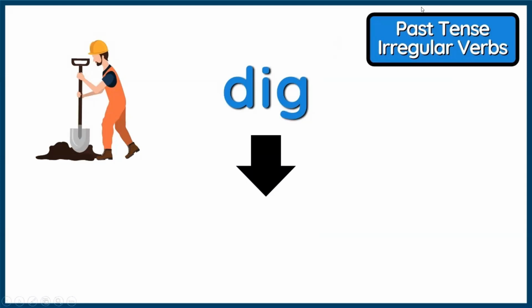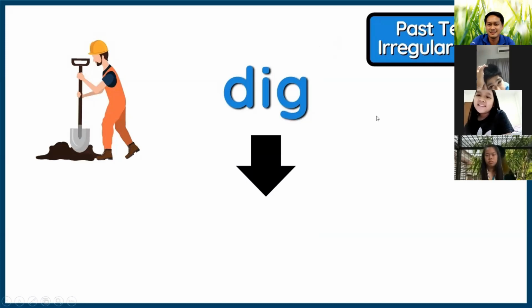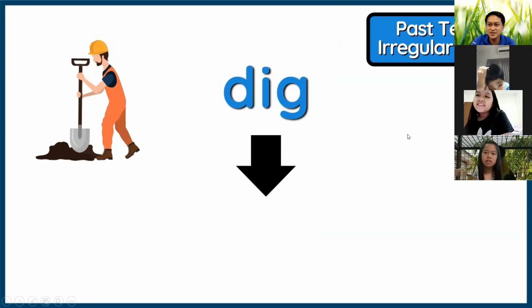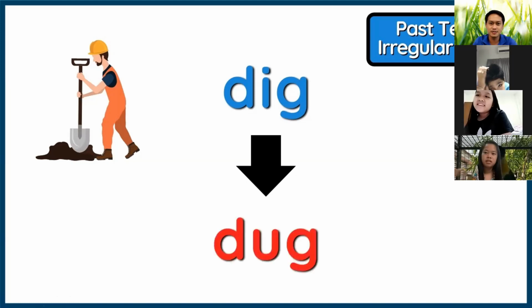D-R-A-T. No. D-U-T. Who said that? D-U-T. Who said D-U-G? Me. Okay. The past tense for the verb dig is dug. D-U-G. Whoever said that word, very good. Next.